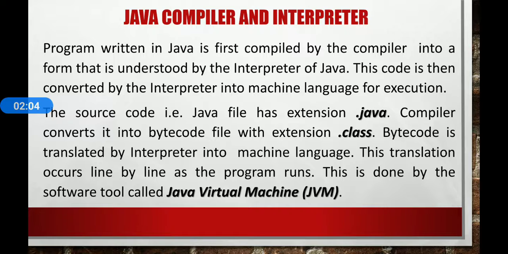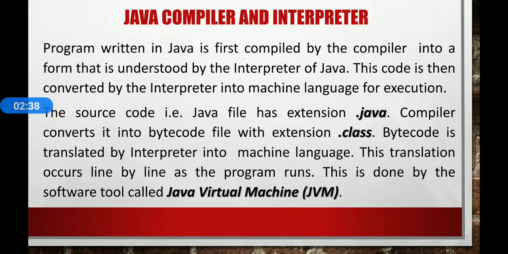The source code, that is a Java file, has extension .java. The compiler converts it into a bytecode file with extension .class. Bytecode is translated by the interpreter into machine language. This translation occurs line by line as the program runs. This is done by the software tool called Java Virtual Machine. Any computer having Java Virtual Machine can run Java bytecode.